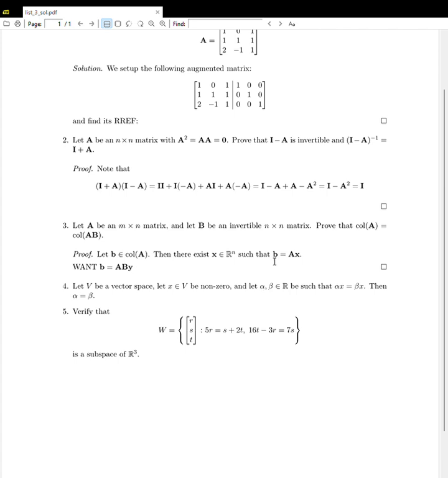So if I look at what I know, b is equal to A times x, and I want b to equal A times B times y. Well, that would mean that capital B times lowercase y has to equal x.